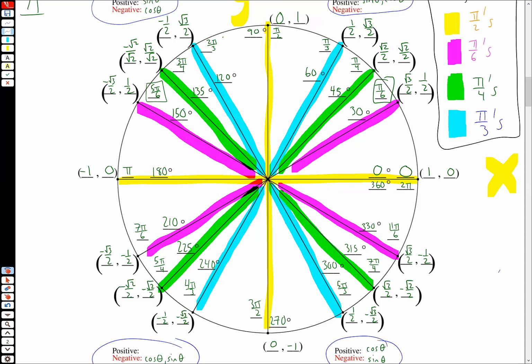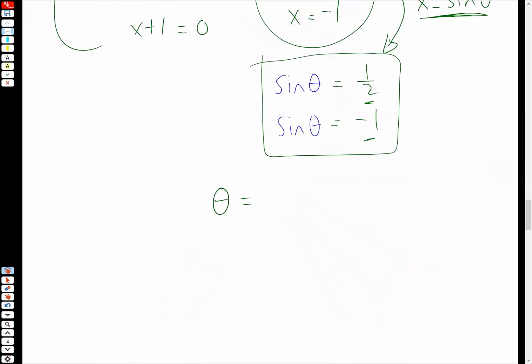Now, when is the y coordinate -1? That only happens here at 3 pi over 2. So we have pi over 6, 5 pi over 6, and 3 pi over 2. Theta is equal to pi over 6, 5 pi over 6, and 3 pi over 2.